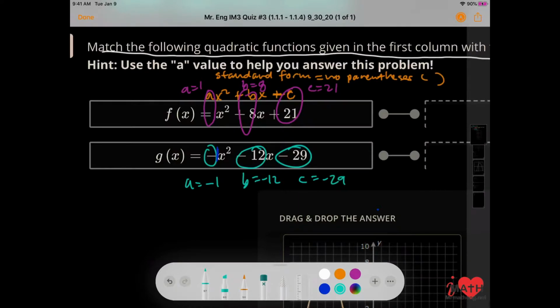Alright, so what's the advantage of both of these? Well, the A value, if it's positive, tells you a hint. Use the A value to help you answer the question. So A is 1, so it's going to go up, and C equals 21 is the y-intercept. That's the advantage of the standard form. Down here in blue, A equals negative 1. Remember, negative people are frowning or have sad faces. Negative people are down in life. And then negative 29 is where it crosses the y-axis.